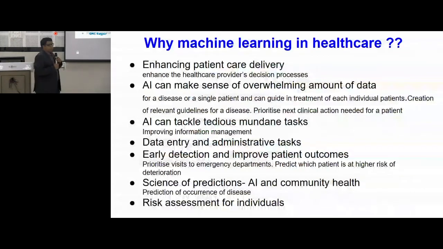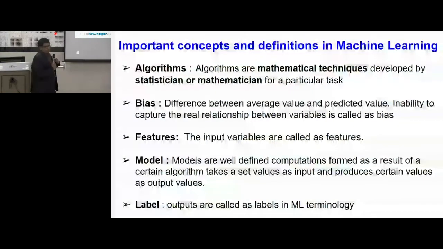Then it can help in early detection. If we can prevent someone from getting admitted, based on certain data, if we can stop them from reaching a critical condition, that can be very helpful. So early detection and improving patient outcomes. This is also the science of predictions, AI and community health. It can be used for prediction of occurrence of diseases and risk assessment of individuals. You can stratify them, and high risk can be addressed first.